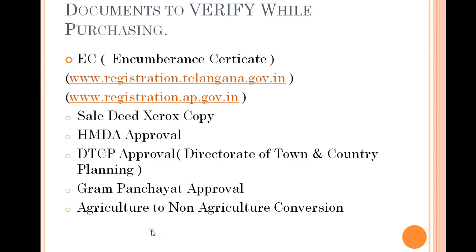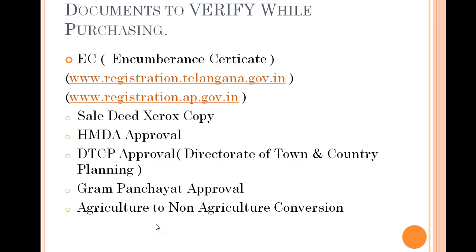Before that, you need to also see the agriculture to non-agriculture conversion letter. It is approved by the government. You need to verify the agriculture to non-agriculture conversion. This is very, very important. Why? Because if something happens in the future, you may need to pay separate charges if this land has not been converted from agriculture to non-agriculture. The rule is you cannot construct a building or house if it is agricultural land. First it needs to be converted to non-agricultural land, then only you can construct it.